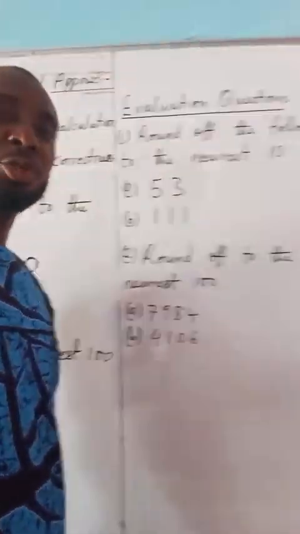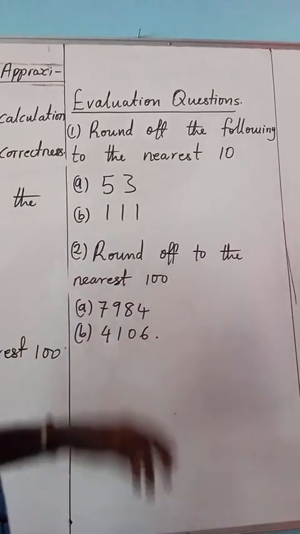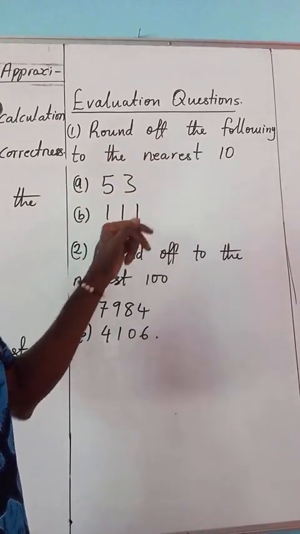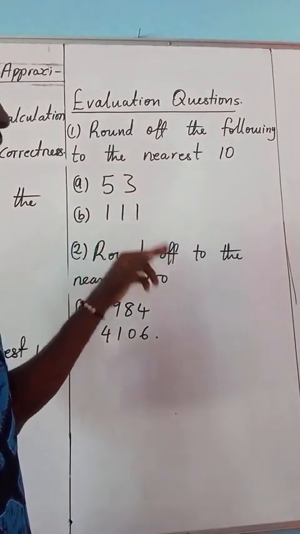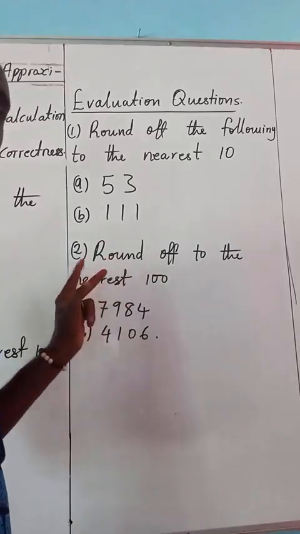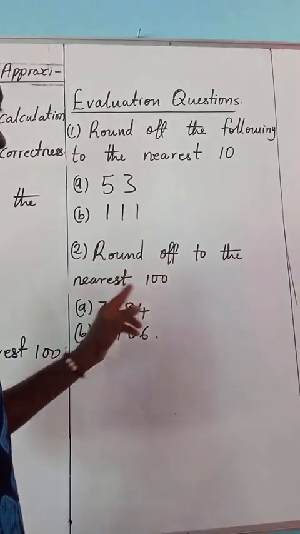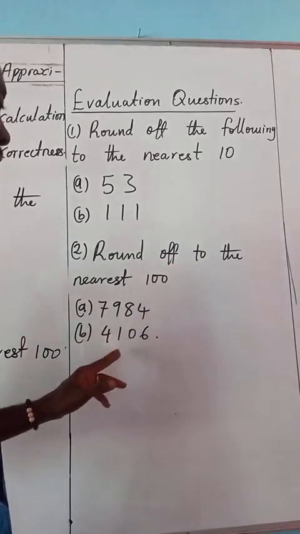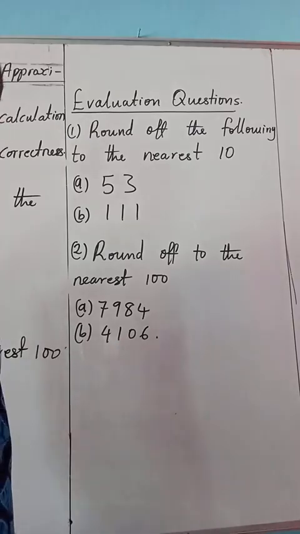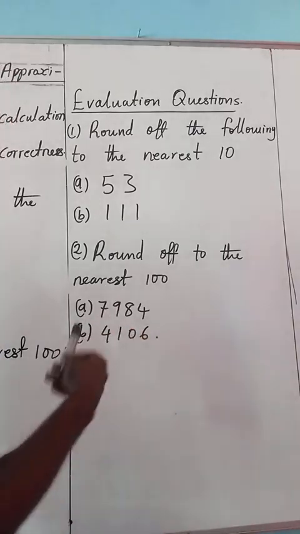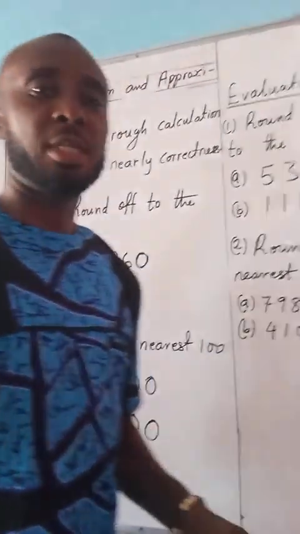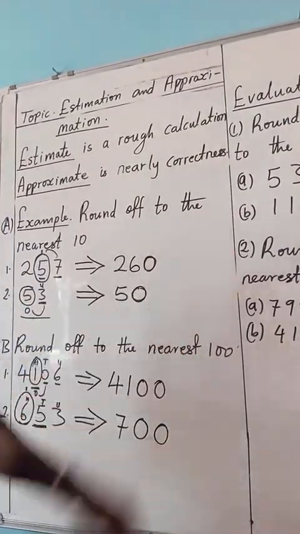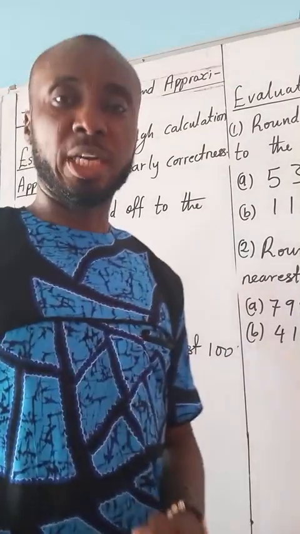Let's look at these evaluation questions. We have there, round off the following to the nearest 10. We have 53 and we have 111. The second one, round off to the nearest 100. We have 7,984 and 4,106. So follow the method which we use in getting this one and solve the evaluation question. You will get them right.